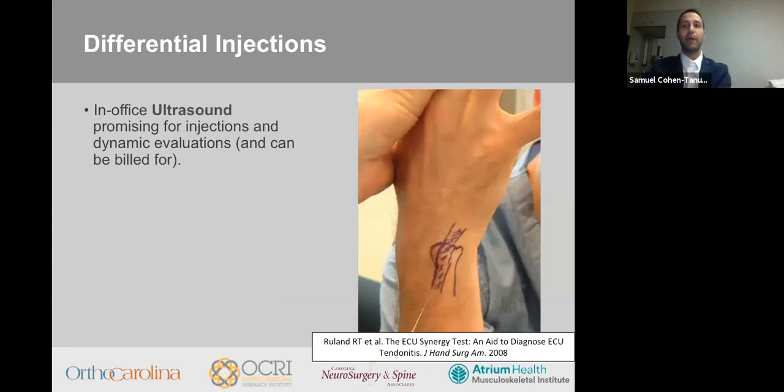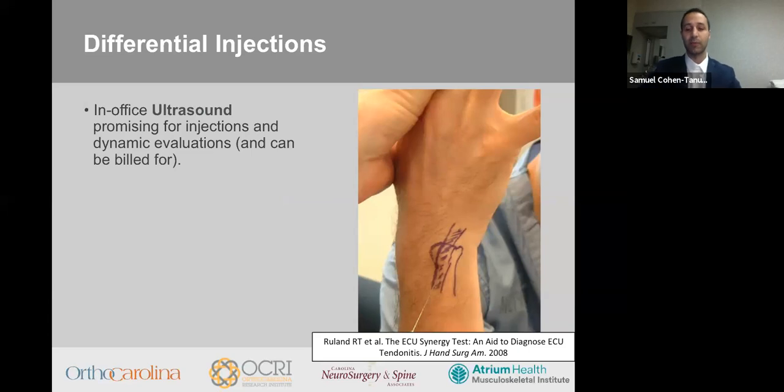Finally, I already mentioned the possibility of injecting a specific area for differential injections when talking about the ECU subsheath in Ruland's paper. This can be done for any number of other areas, including the TFCC, the foveal area, or a specific carpal or CMC joint.